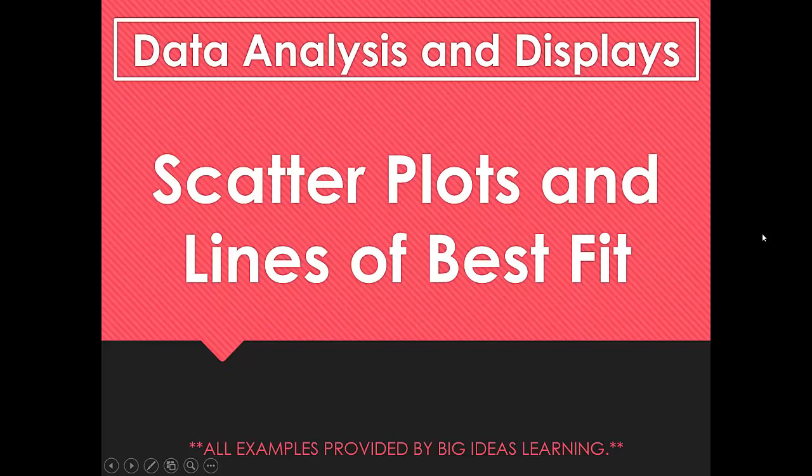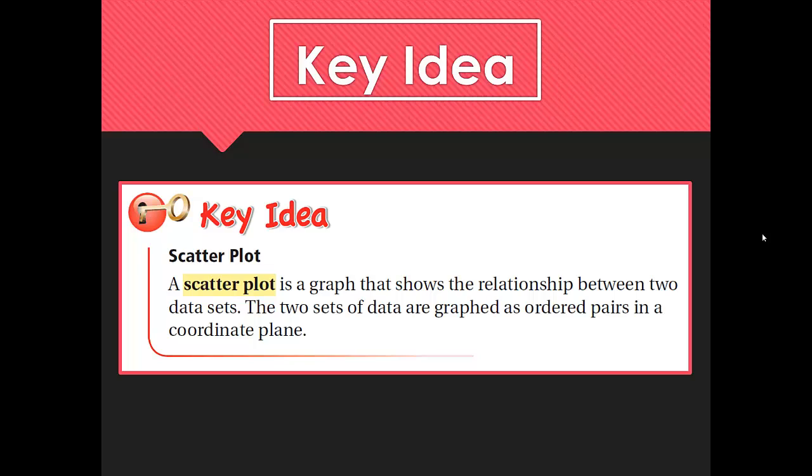Today's lesson is on scatter plots and lines of best fit. First, we'll look at our key idea for a scatter plot. A scatter plot is a graph that shows the relationship between two data sets. The two sets of data are graphed as ordered pairs in a coordinate plane.